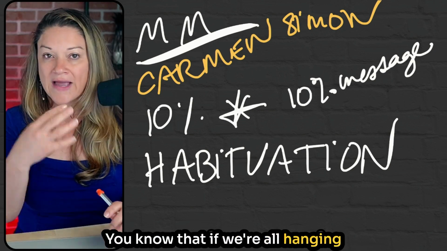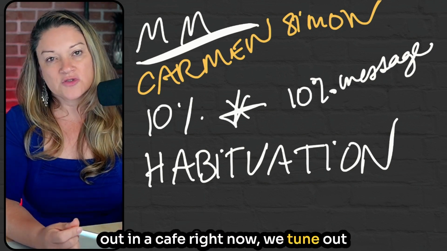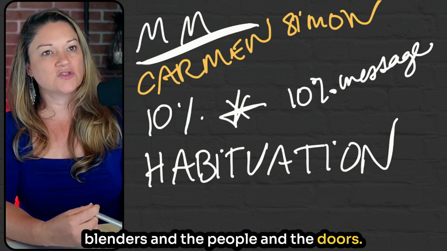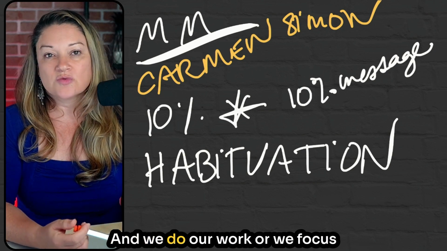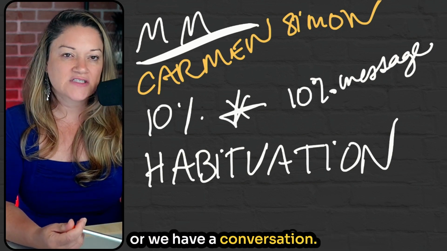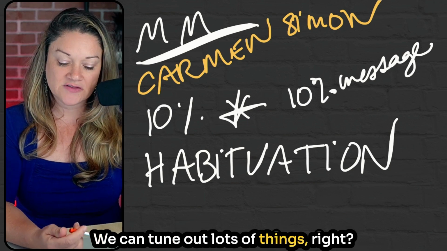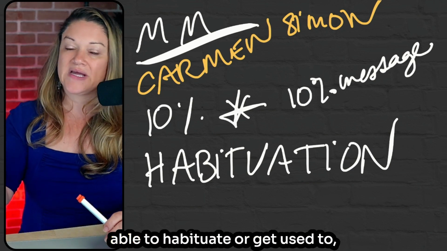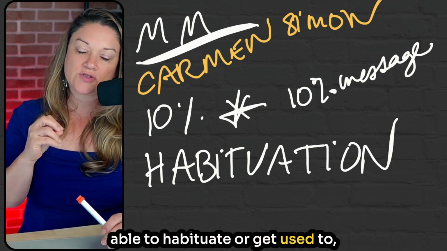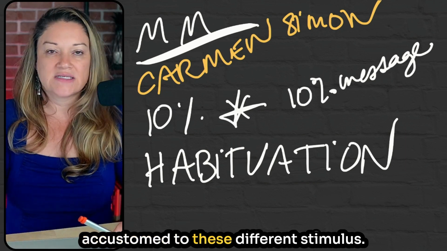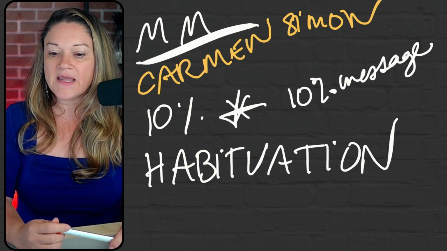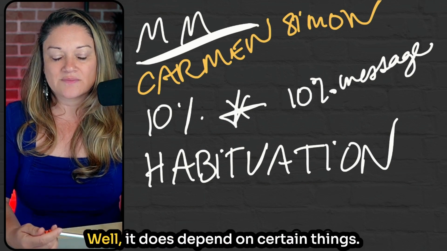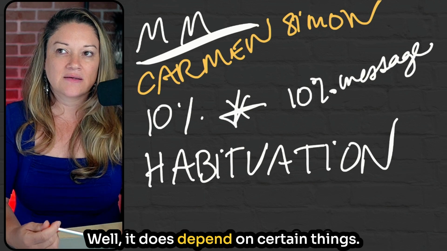You know that if we're all hanging out in a cafe right now, we tune out the sounds of the coffee and the blenders and the people and the doors, and we do our work or we focus or we have a conversation. We can tune out lots of things, right? It's necessary for us to evolve as people where we needed to be able to habituate or get used to, accustomed to these different stimulus. So what's the issue here? Well, it does depend on certain things.